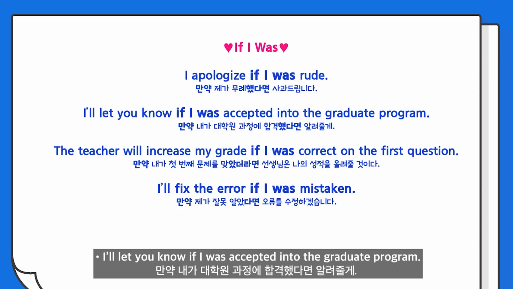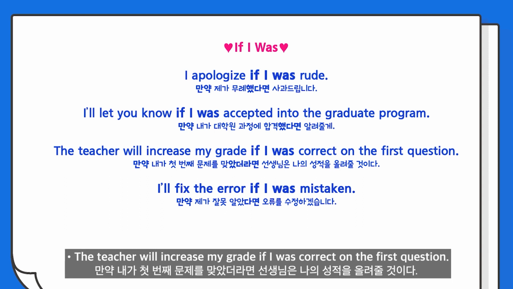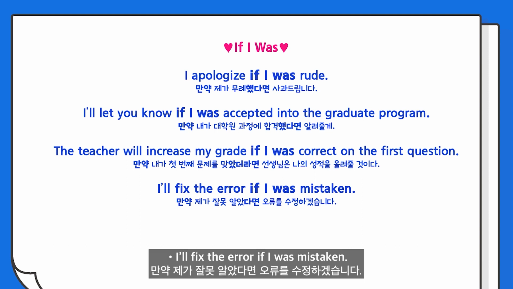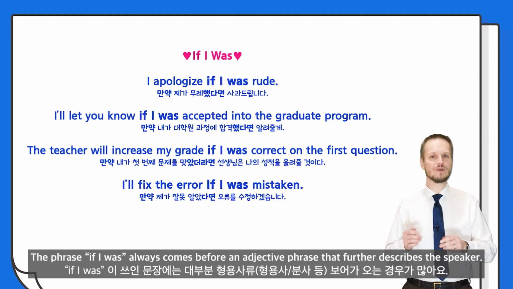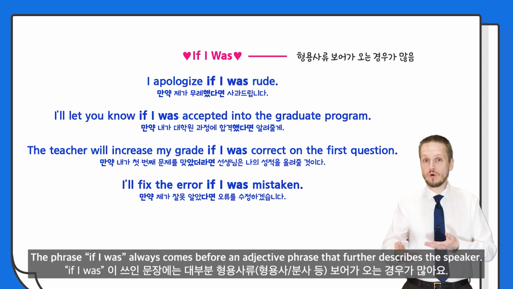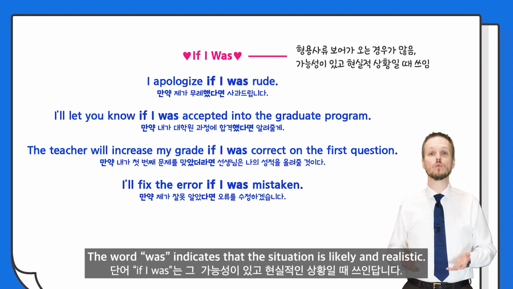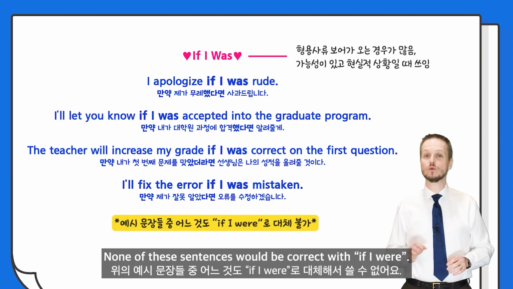I'll let you know if I was accepted into the graduate program. The teacher will increase my grade if I was correct on the first question. I'll fix the error if I was mistaken. The phrase if I was always comes before an adjective phrase that further describes the speaker. The word was indicates that the situation is likely and realistic. None of these sentences would be correct with if I were.